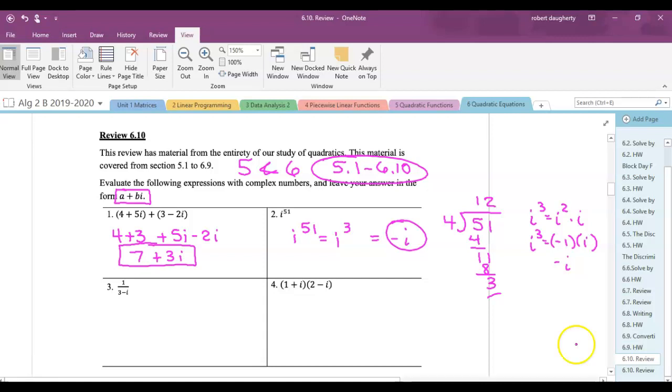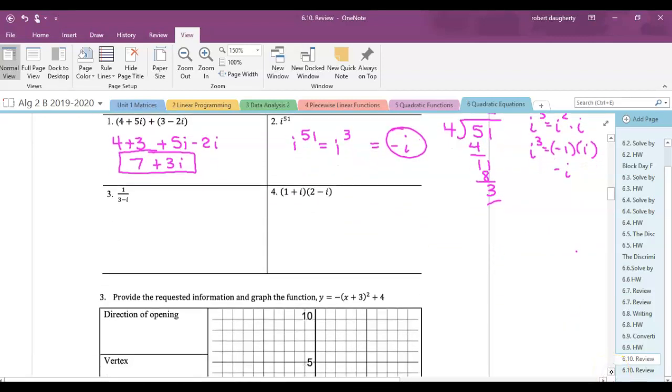1 over 3 minus i. Okay, dividing by a complex number. Remember, this was just an exercise of knowing that you need to multiply by the 1 in the form of the complex conjugate over the complex conjugate. So you have to multiply this by 3 plus i over 3 plus i. On the top, I get 3 plus i. On the bottom, I FOIL this and I get 9 minus 3i plus 3i minus i squared.